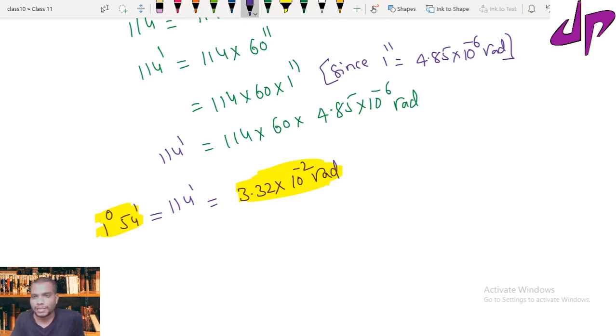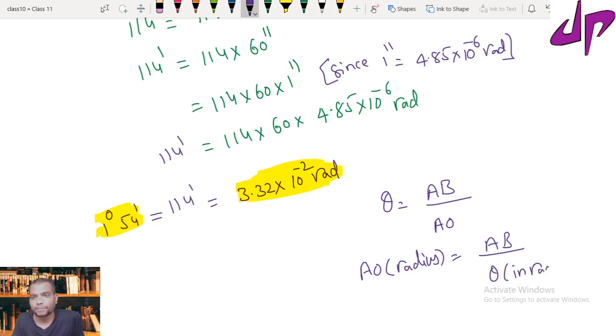Now we will substitute that in the given formula. We need to find the radius. So theta equals arc length, here the arc length is given by AB, upon the radius, which I have taken as AO. Now AO means nothing but radius, equal to AB upon theta, with theta in radians.